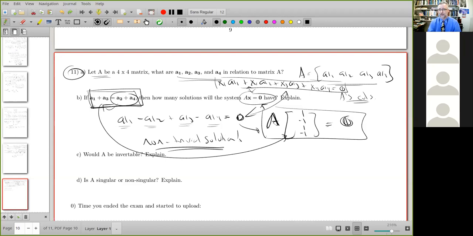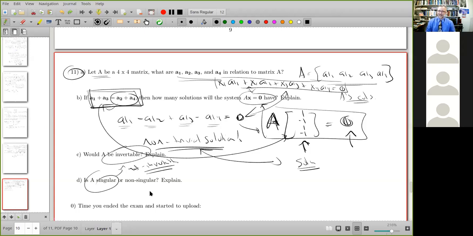Now we take a pause, right? What does this say? I have A times this equals zero. By definition, what does that make (1, negative 1, 1, negative 1)? It's a solution. But that's a non-trivial solution. So then we get to go through all the definitions. What happens if you have a non-trivial solution? You have an infinite number of solutions. What happens if you have an infinite number of solutions? That means it is singular. It is not invertible. And it pulls all of those words back together.